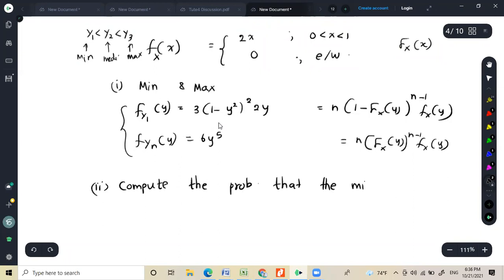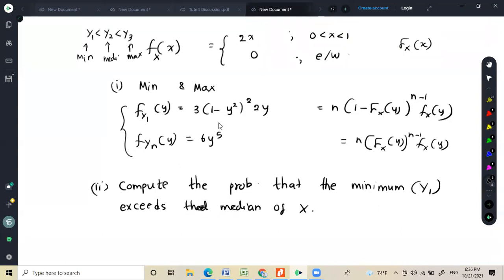So part B2 is to compute the probability that the minimum, which is y1, exceeds the median of x. Compute the probability that the minimum exceeds the median of x. So what does that mean? The minimum is y1. What is the median? Median is y2. Now the first thing, you have to find the median of x.